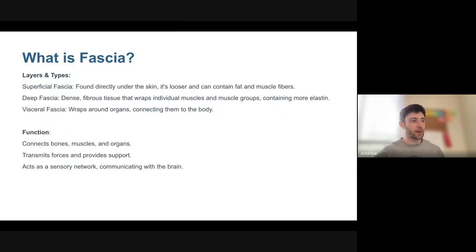Yeah, let's move on to the next one. So there's different layers and different types. There's superficial fascia, which is found directly under the skin. It's looser, it can contain fat and muscle fibers. And then there's the deep fascia. This is very dense. It's very fibrous, and it wraps individual muscles, muscle groups, and it contains more elastin.